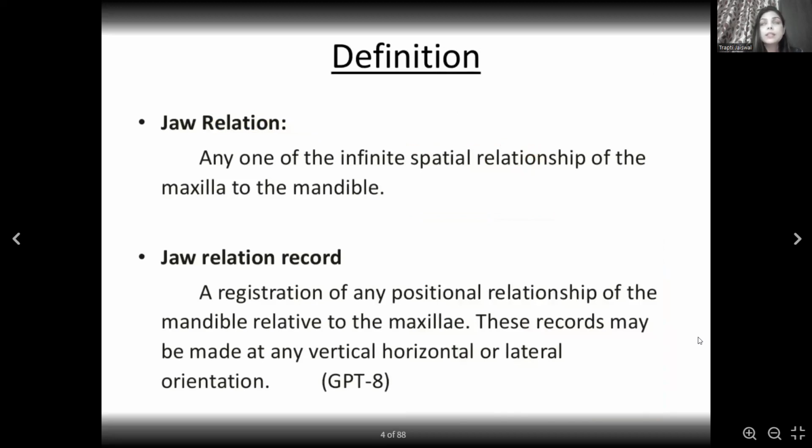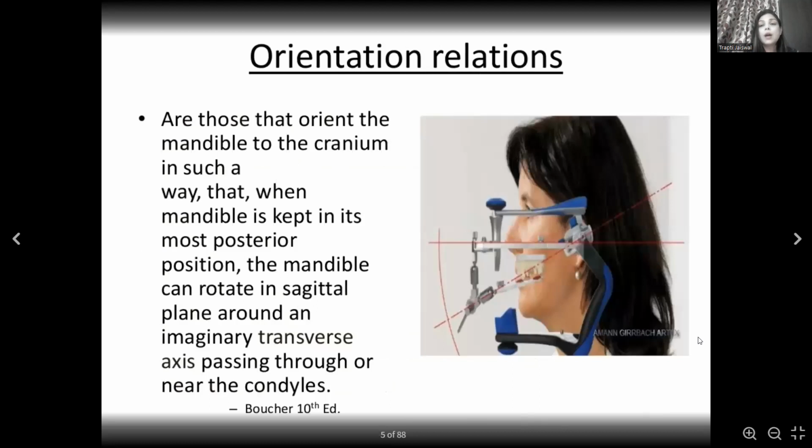What is jaw relation? It is any one of the infinite spatial relationships of the maxilla to the mandible. The jaw relation record is defined as a registration of any positional relationship of the mandible related to the maxilla. These records may be made at any vertical, horizontal, or lateral orientation. Now we will discuss orientation jaw relation.